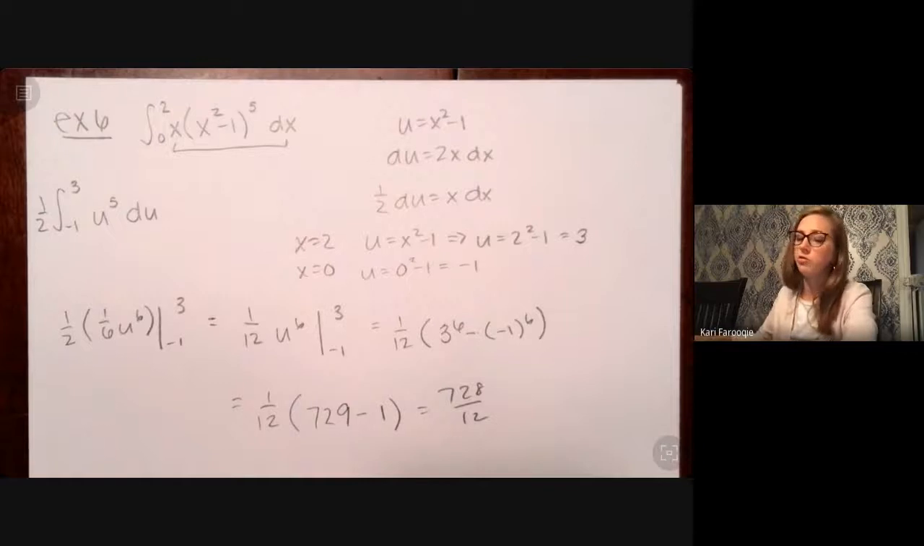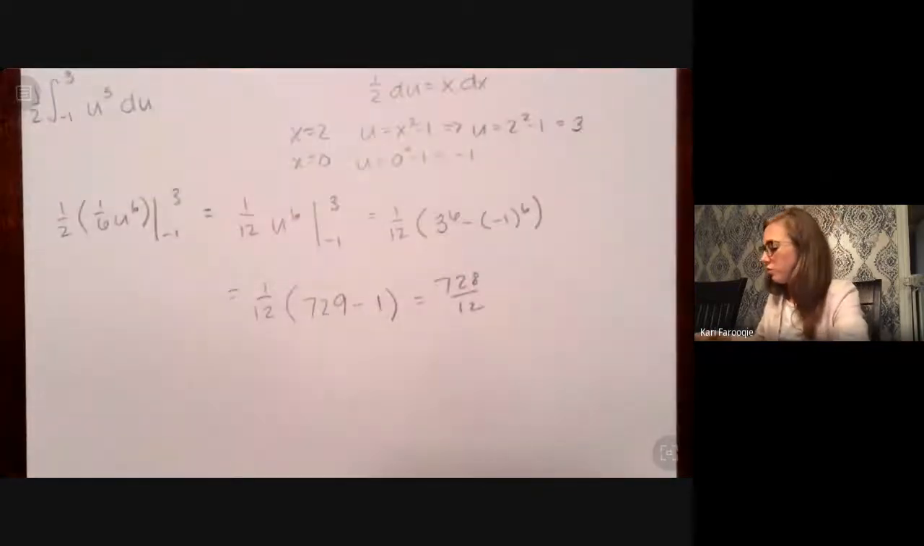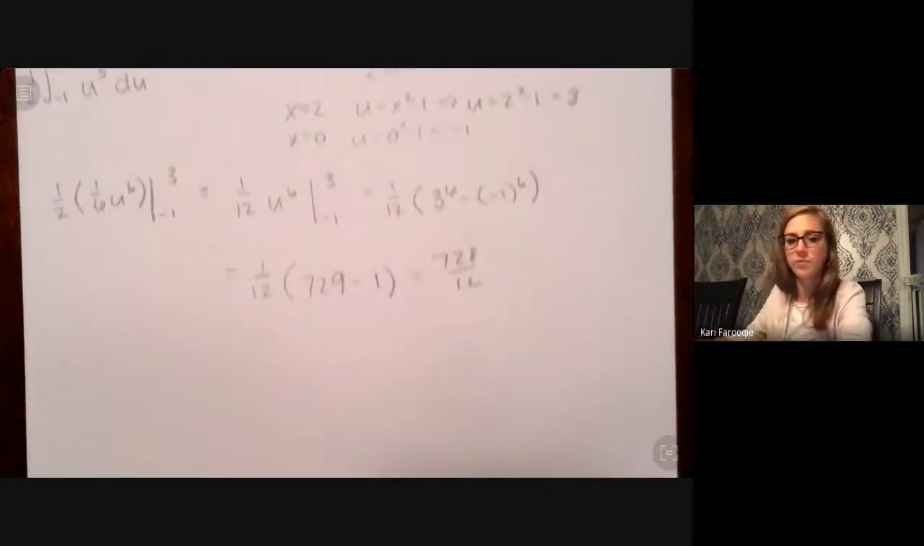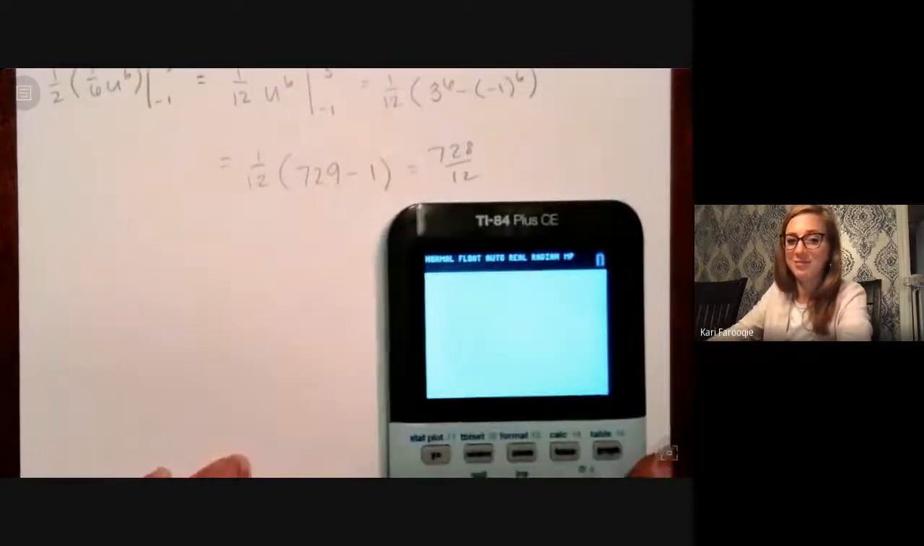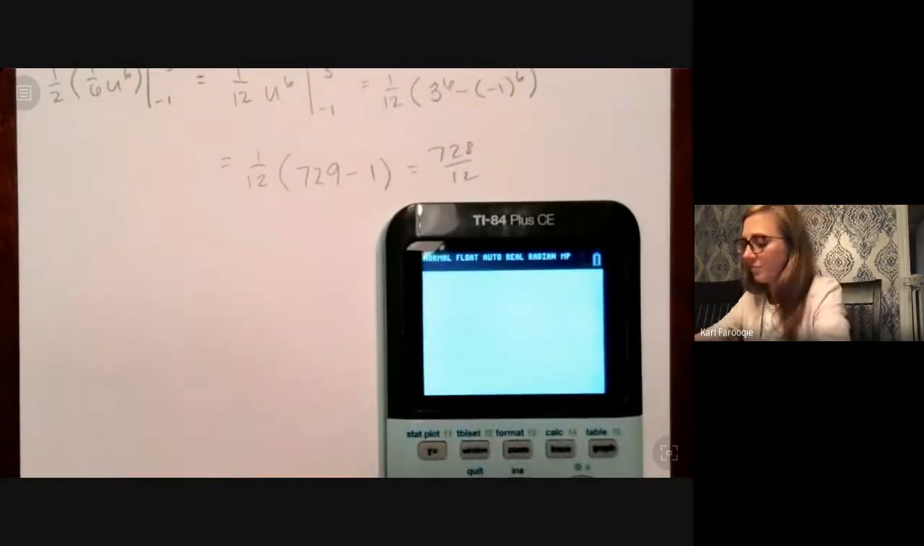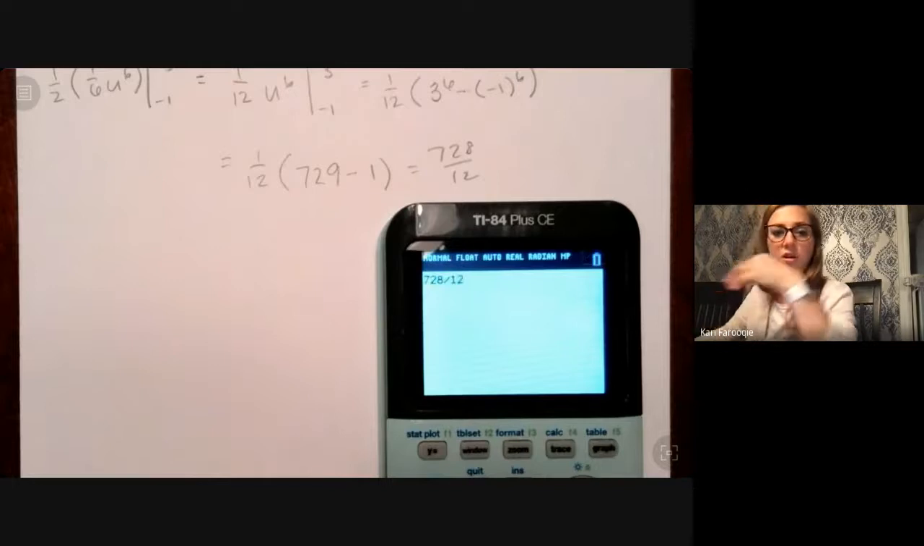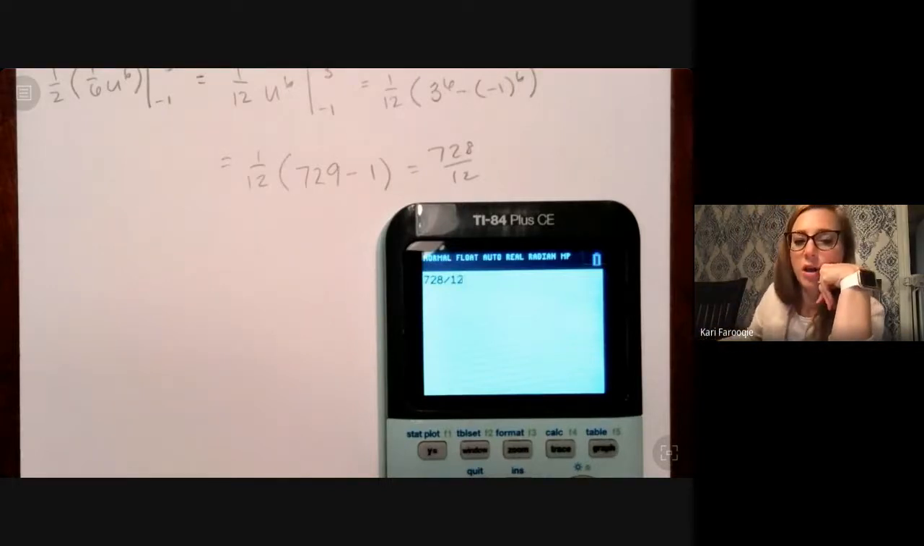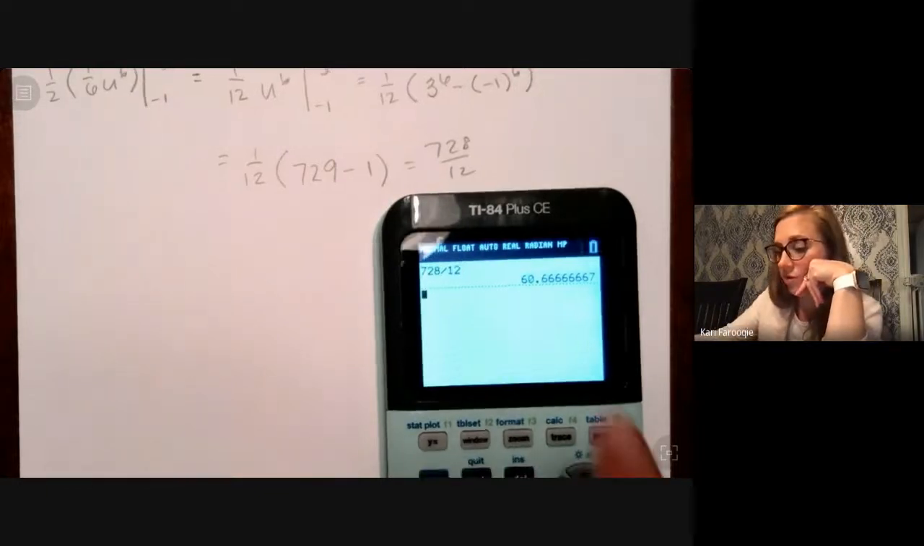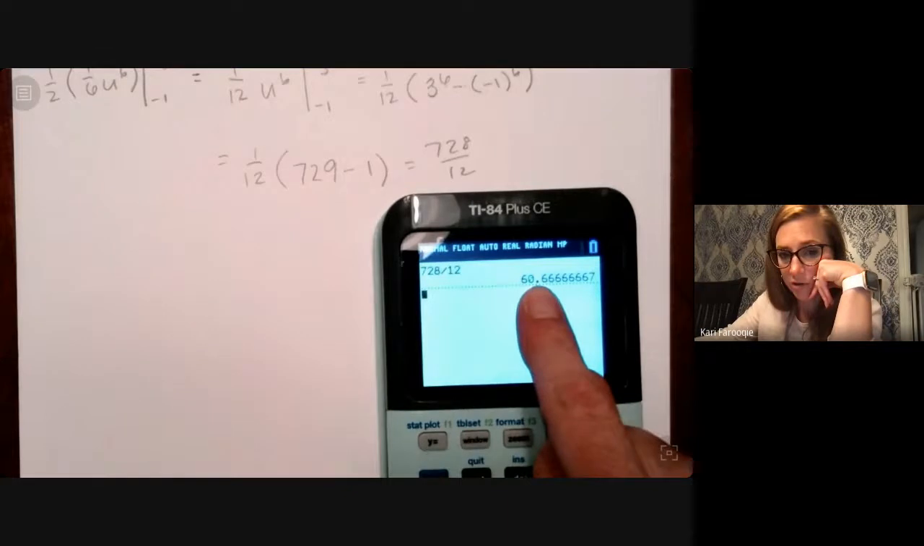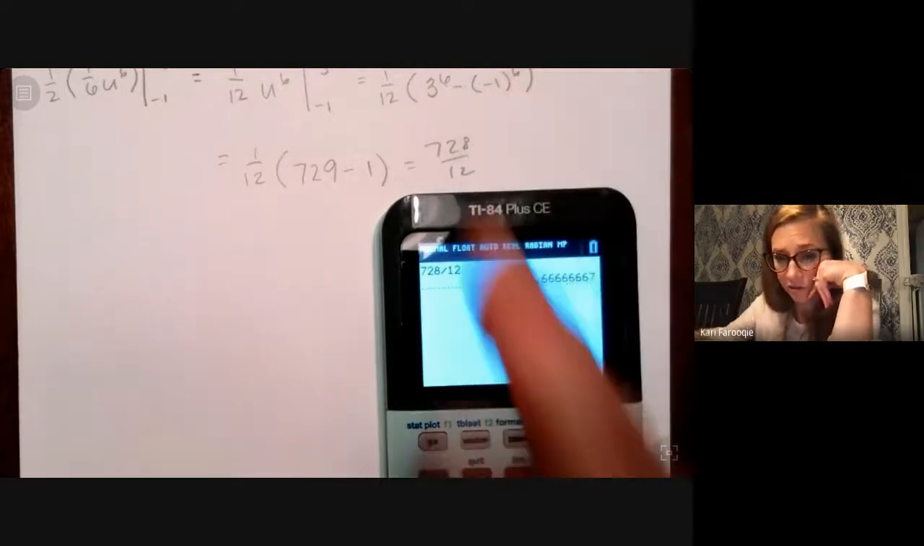728/12. If you don't know how to simplify this fraction on your calculator, let's see if it shows up on my calculator. 728/12. Oh, good, it does. It's a decimal. So I'm glad I went through this because I actually want to make sure that we understand this: you cannot leave your answer as 60.7 or 60.67. I like exact answers. This is exact, it's just not simplified.